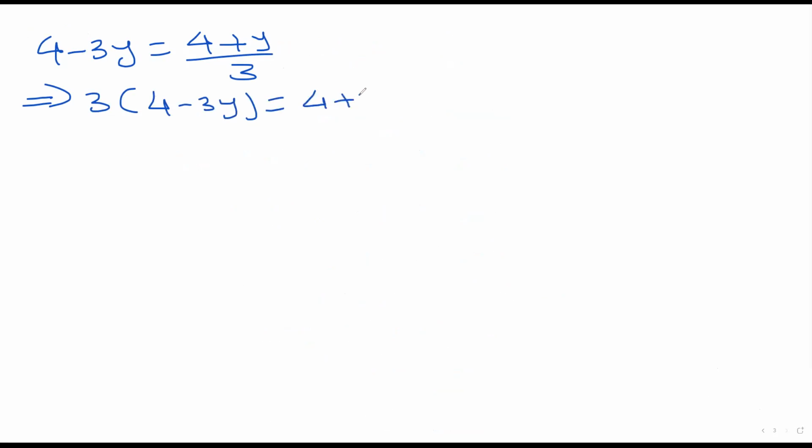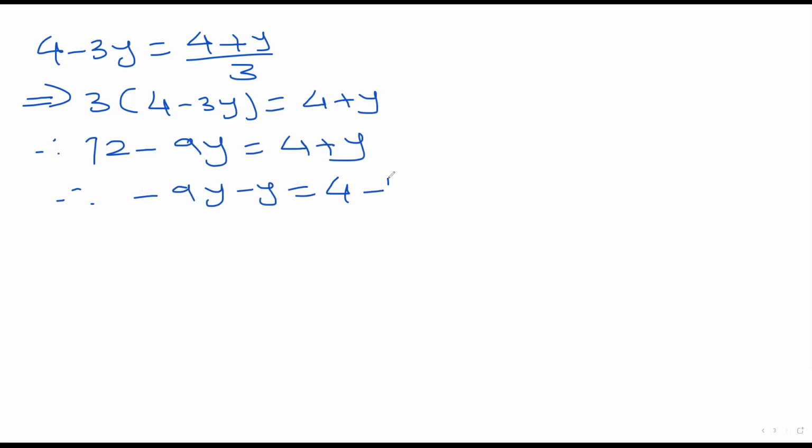So the second equation we have is 4 minus 3y is equal to 4 plus y upon 3. Okay. Again, it's very simple. Just cross multiply, right? What do you get? 3 into bracket 4 minus 3y is equal to 4 plus y. So you get 12 minus 9y is equal to 4 plus y, right? So you get minus 9y minus y is equal to 4 minus 12. Correct? So you get minus 10y is equal to minus 8.